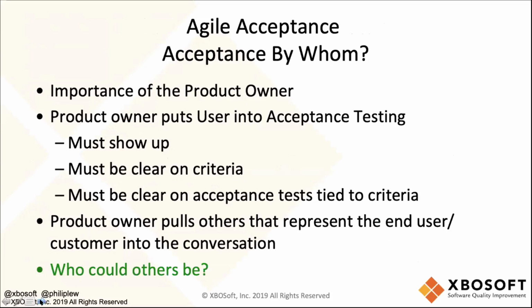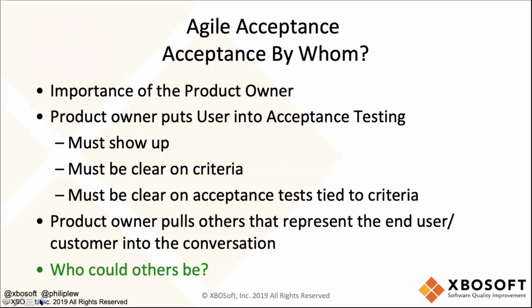And that brings us to the discussion about product owners. The product owner is the one that represents the user in acceptance testing, and they must show up. They need to be clear on the criteria. They need to be clear on the acceptance test. They need to represent the user and be there. They also should be pulling in others to represent end users into the conversation.